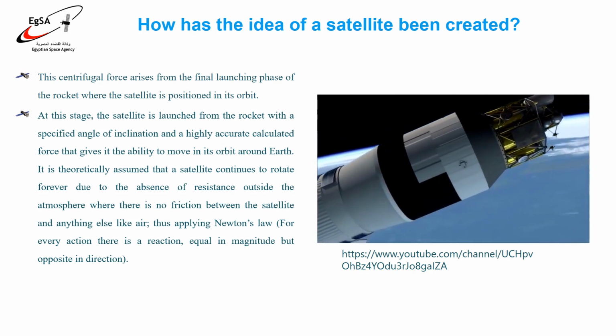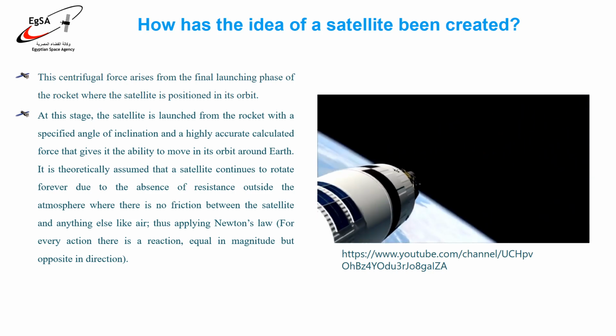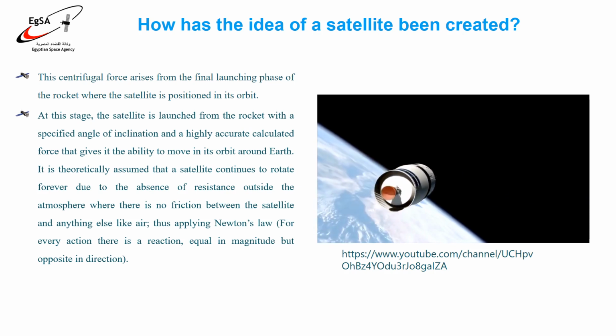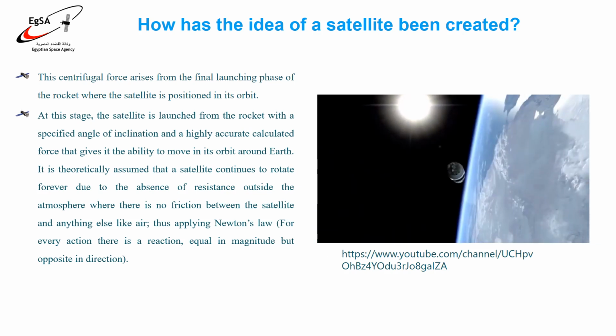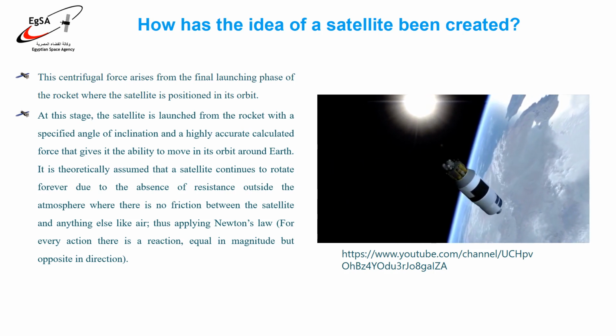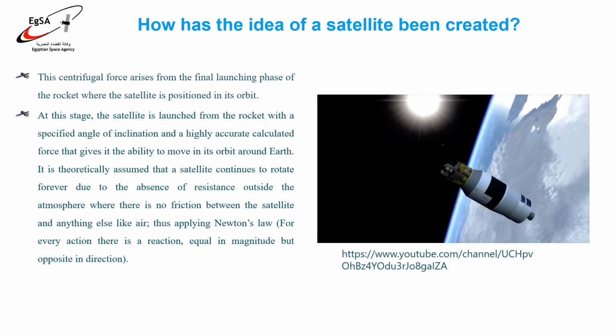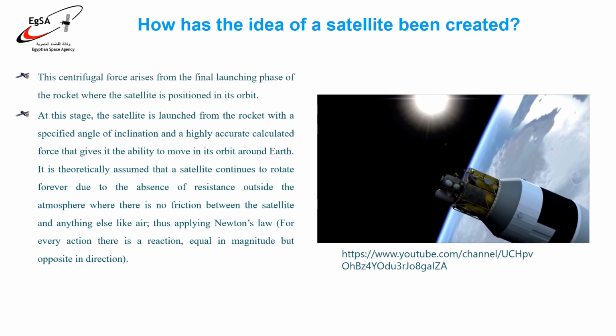It is theoretically assumed that a satellite continues to rotate forever due to the absence of resistance outside the atmosphere, where there is no friction between the satellite and anything else like air. Thus, applying Newton's law, for every action there is a reaction, equal in magnitude but opposite in direction.